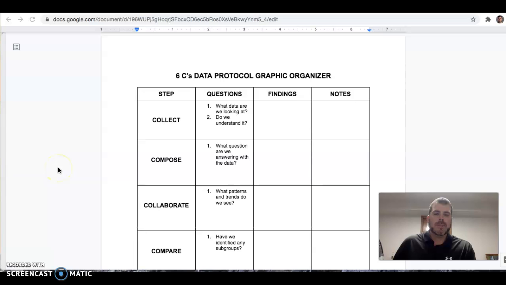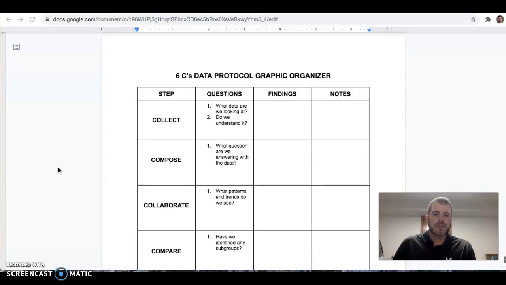Now we're going to dive right into our 6C's data protocol graphic organizer. And like I said earlier, what I've tried to do is create a tool here that can be used by our staff, something that's user-friendly and will be beneficial in helping us improve. Step one, collect. The questions we're looking at here are what data are we looking at and do we understand it? Then we've got a column here for our findings and then any notes related to that step.